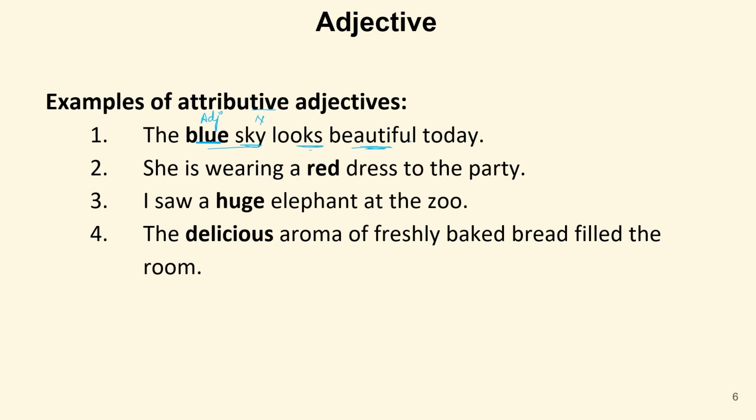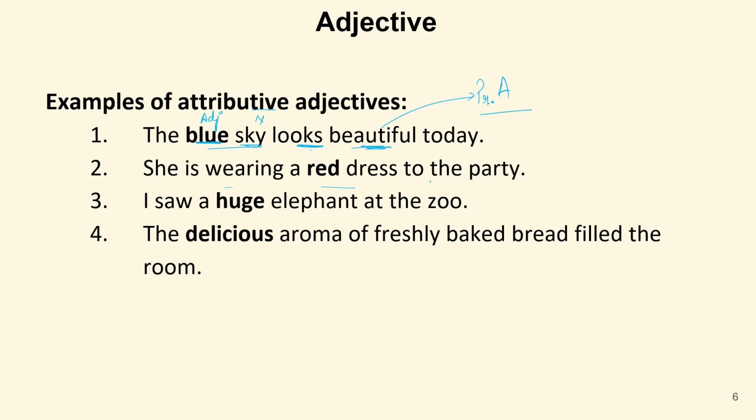It looks beautiful. It means this word beautiful is a predicative adjective. It is a predicative adjective because it is qualifying the word sky. After it, we have a linking verb, and then here is a word beautiful, which is describing this sky only. So this is called predicative adjective.